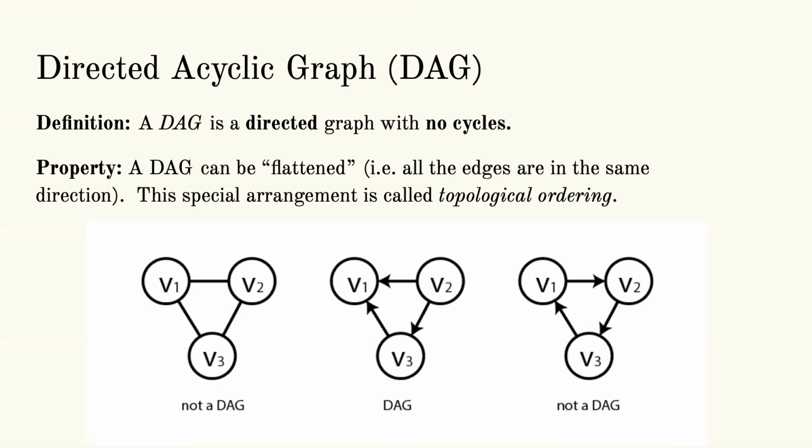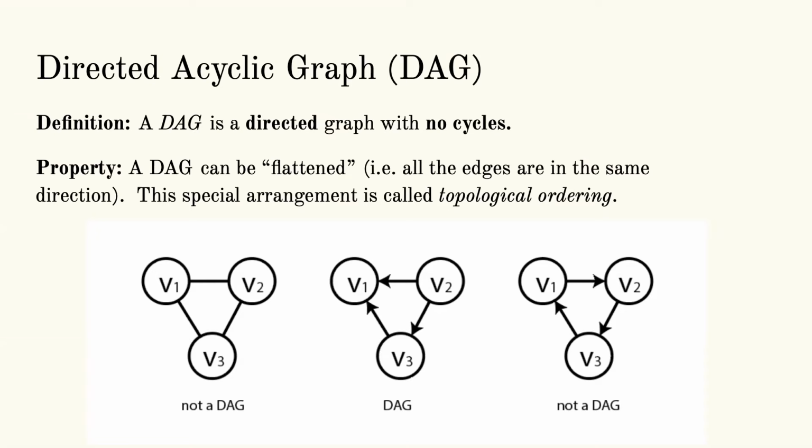A directed acyclic graph is a directed graph with no cycles, and it is also called a DAG. So a DAG can be flattened, which is very important for topological sorting. Flattened means that you can arrange a DAG in a way that all the edges are in the same direction. And we will see a flattened DAG in the next slide.